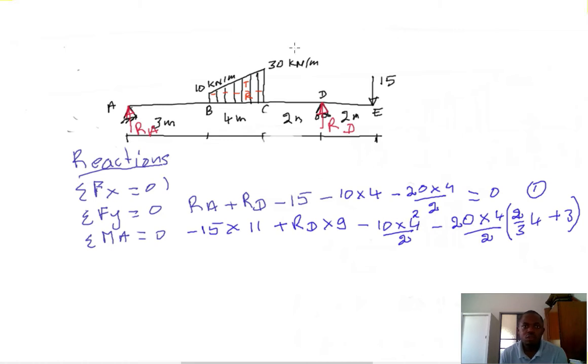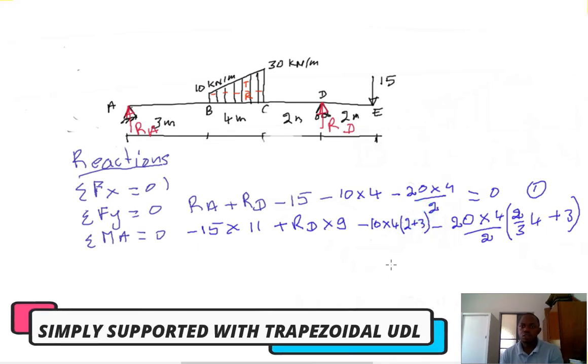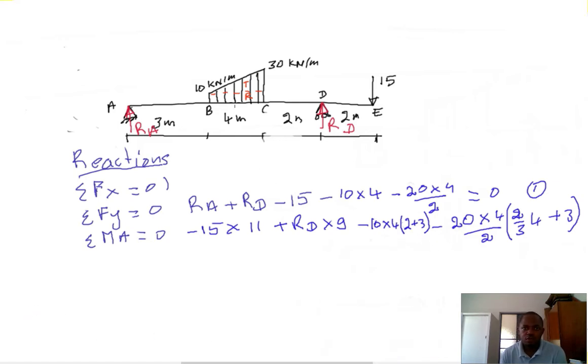Let me just modify this, something is wrong here. This will be 10 times 4 times 2 plus 3. Yes, this is how it should be. So 2 is half of the UDL and the 3 is the distance in front of it. So let's call it equation 2. Now, solving equation 2, we will be able to get our R.